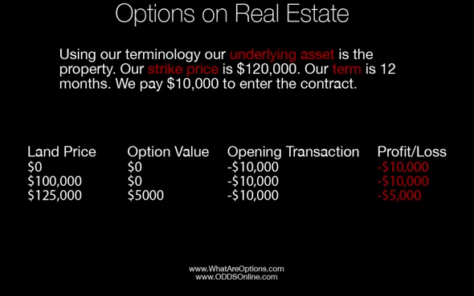If we were lucky enough to find a buyer at $130,000, we can exercise at $120,000, and the difference would completely offset our cost for the option. We don't make any money, but we're happy that we didn't lose any money either.